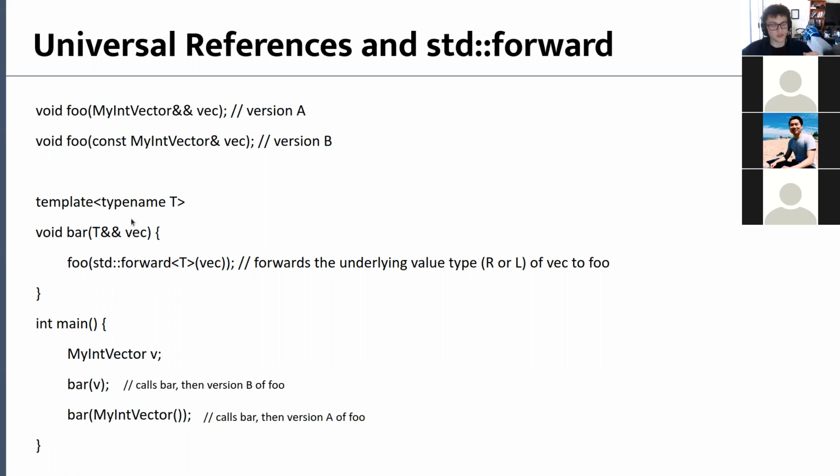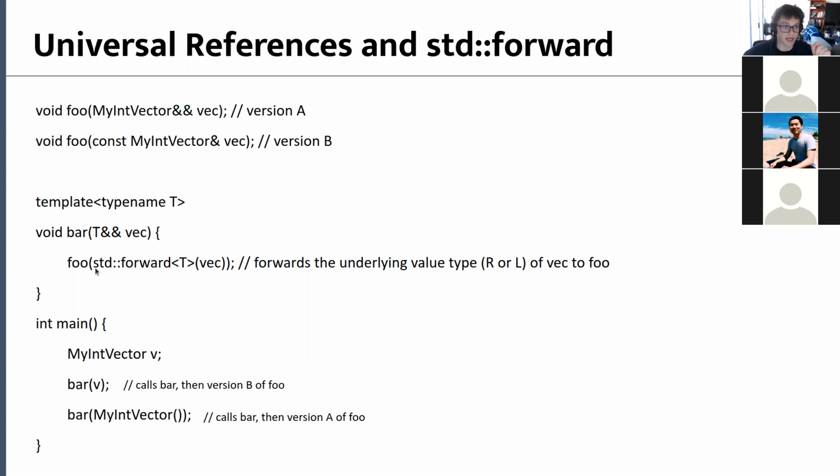So you can think of vec as knowing what the original type of the value was upon passing. So in the context of this function, vec has a name. So vec is always going to be an L value. But when vec was passed to this function, it actually might have been an R value. So in this case here, my int vector is a temporary value. So when we pass this to the function bar, vec was originally initialized with an R value reference. But again, in the context of this function, vec has a name, so thus it is an L value.